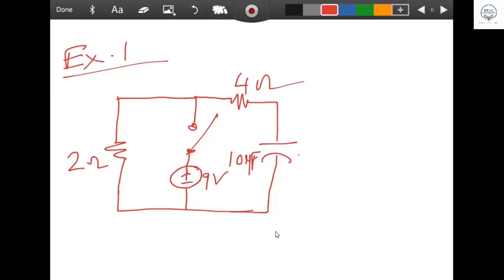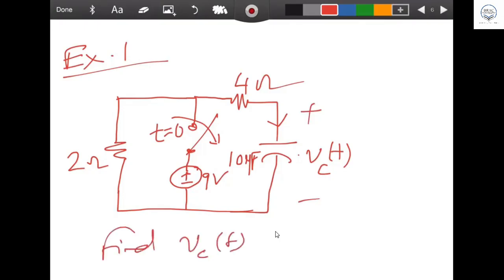Now all you have to do is find the equation for the capacitor voltage, which is VC(t), and plot it. The switching action is at time t equal to 0, when the switch is going to be open. So what will be the VC nature? And find VC and IC and sketch them.